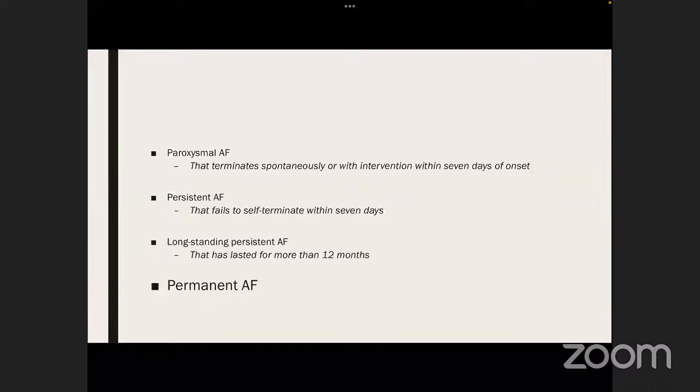For the types of atrial fibrillation, we have paroxysmal AFib that terminates spontaneously or within 7 days of the onset. The persistent AFib fails to self-terminate even after 7 days. The long-standing is if it is more than 1 year, and there is the permanent. The permanent is when the patient and the physician decide there is no longer a need for rhythm control, only for rate control.